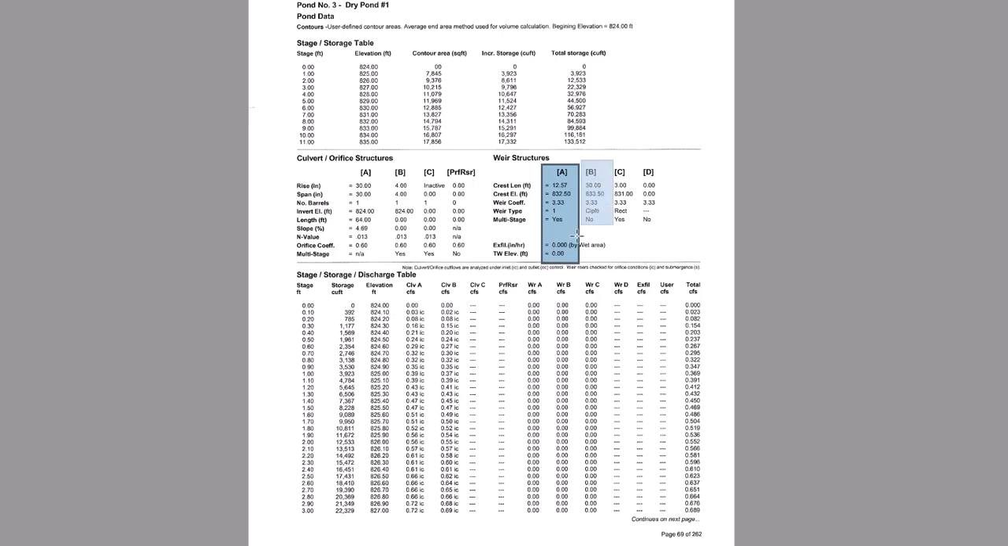Okay, the next thing to review here is B, and again that was the emergency spillway. So it should be a 30-foot length emergency spillway, and the bottom elevation should be at 833.5. I'm going to move back.